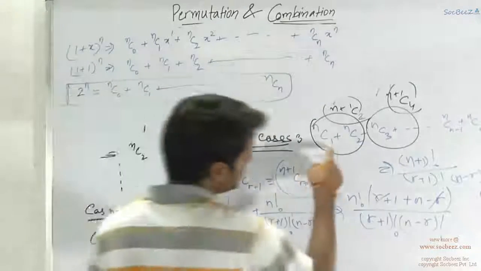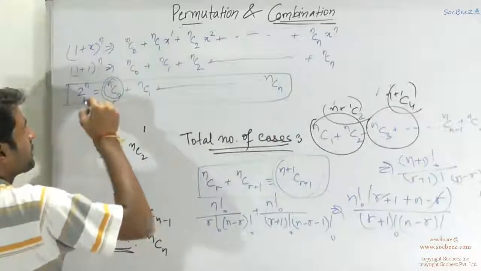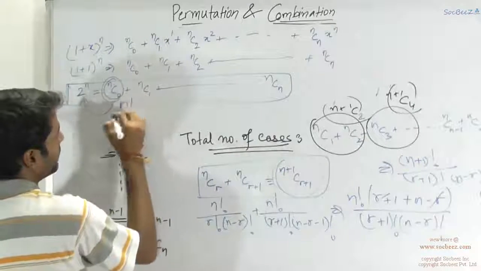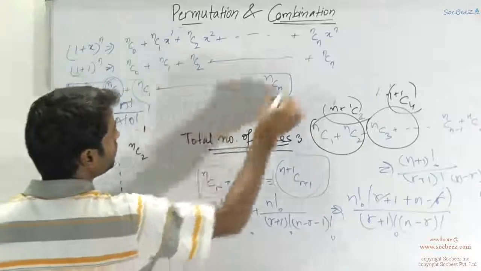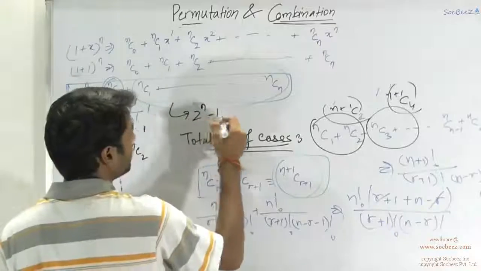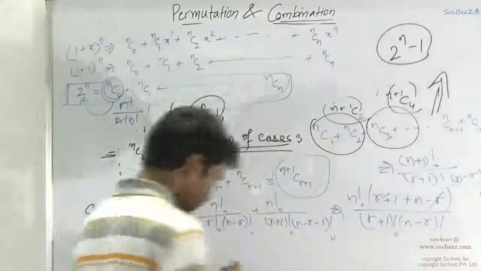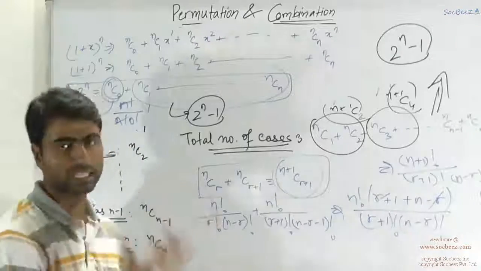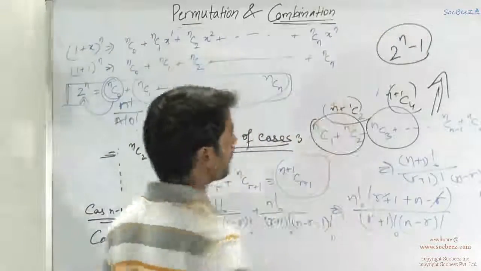But here we had to calculate nc1 plus nc2 plus till ncn. We didn't require this portion, so we can subtract it and take it to the other side. This is basically 1, because nc0 is n factorial upon 0 factorial, which equals 1. So this expression is equal to 2 power n minus 1. So these are the total number of cases, that would be 2 power n minus 1. So the total number of cases in which you can select at least one object out of a given set of n objects, where all the objects are different, is 2 to the power n minus 1.